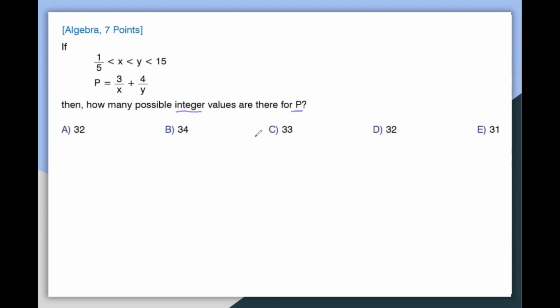It says integer for p, and it doesn't say anything about x and y, meaning that x and y could be any real number. So let's try to find the boundaries first, because that's going to tell us what available values there are for p.